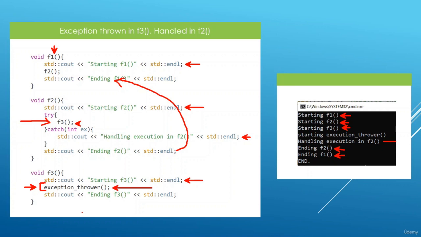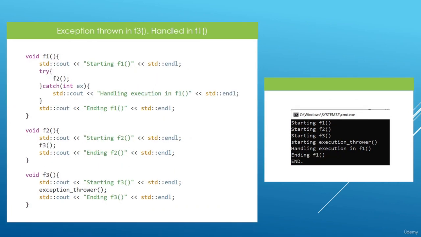For example, if we happen to be releasing some memory in this location, we're not going to do that, and we are going to leak memory in our C++ program. This is not good. This is not the only way to do things either, so it is also possible to handle our exception in F1.